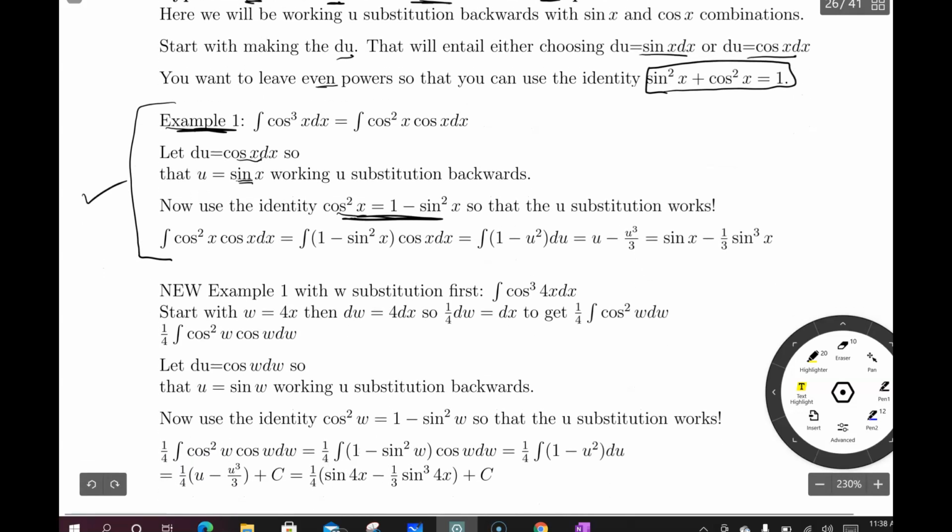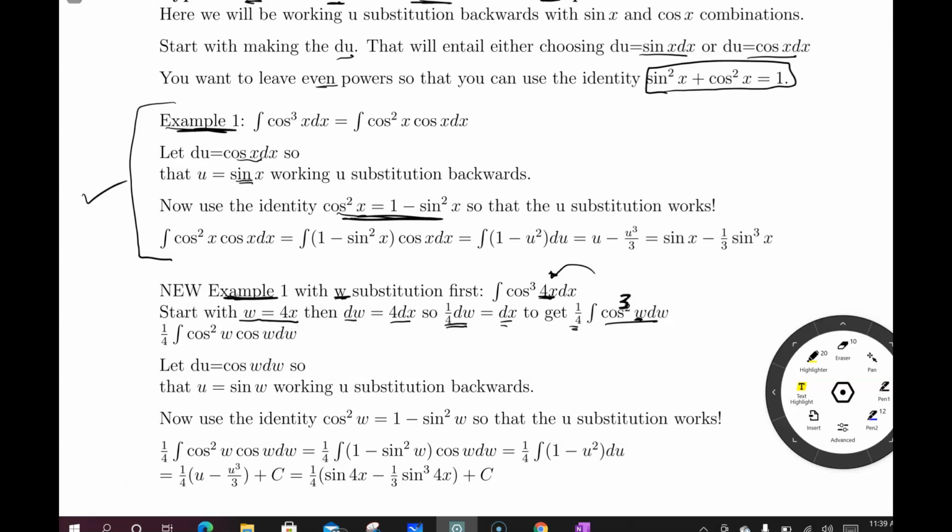So now my new example 1: oh, look, I've got a 4x here. I could do all of this carrying the 4x angle along, but what I'm going to suggest is you do a W substitution in the beginning. If I do W equals 4x, the derivative is just 4dx, so I get 1/4 dW is dx. Now I put the 1/4 on the outside. Everything's in W's. Oops, this should be a cubed. Oops, typo, this should be a cubed. So all I've done is change the 4x to a W.